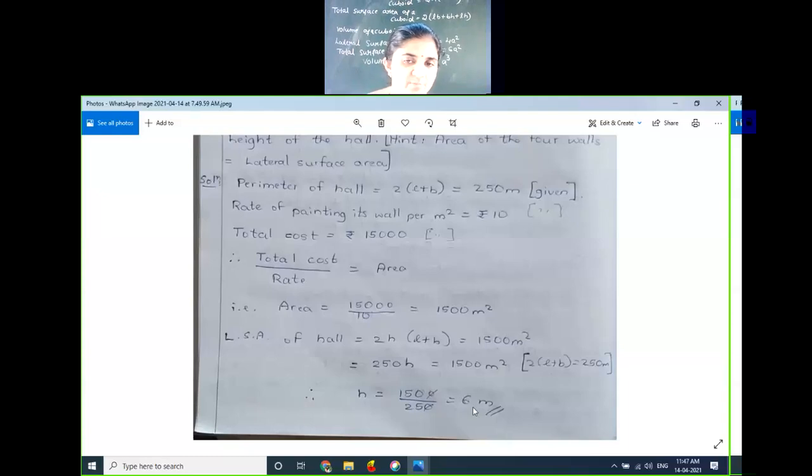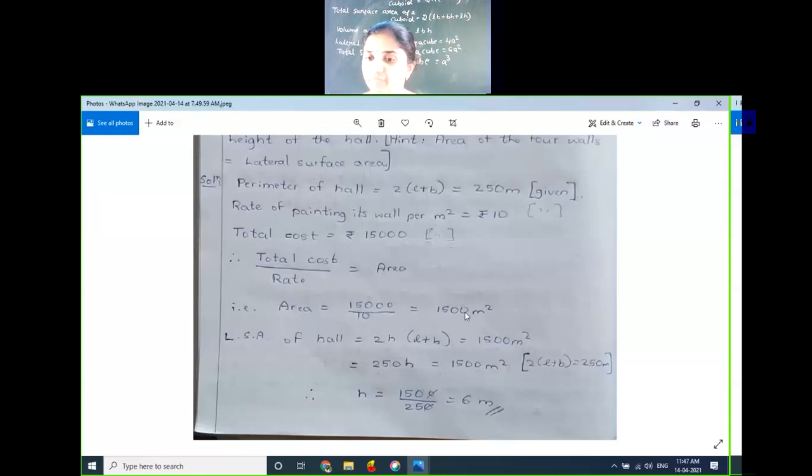Got the idea of this problem now, students? Here the perimeter of the hall is given. Then what is the use of giving the perimeter of the hall? Now you got the idea, no? Perimeter of the hall, rectangle shape, 2 into (L plus B) is equal to 250. Keep it safely. Then the rate of painting its walls per meter square is 10 rupees. Then total cost paid for the painting is 15,000. Then how much area? Total cost divided by rate for 1 meter square. Then you get the answer as 1,500 meter square area for painting.